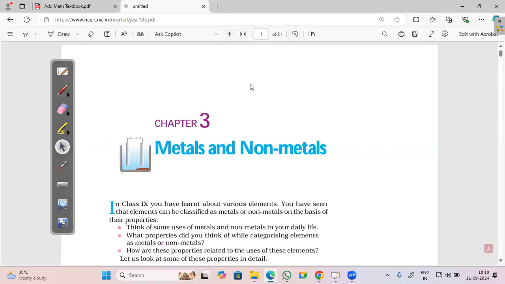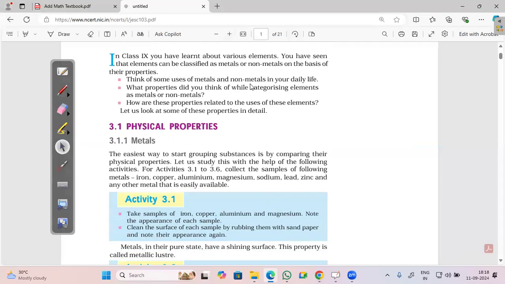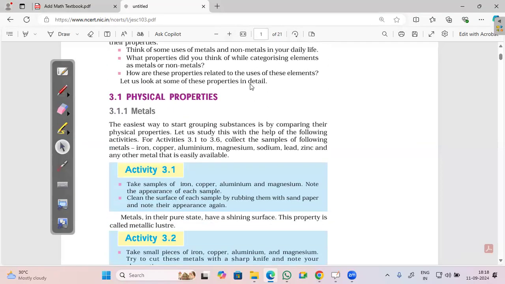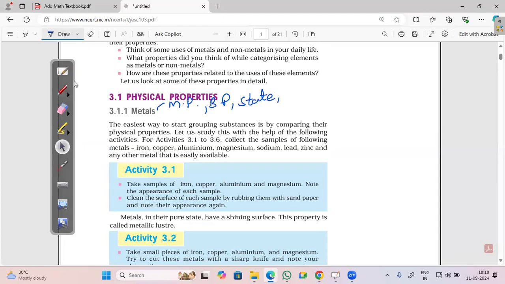So whenever I say the physical properties of a substance, by physical properties I mean its melting point, its boiling point, its state, that is whether it's solid, liquid or gas, its electrical conductivity, its thermal conductivity. Can you think of any other physical properties?